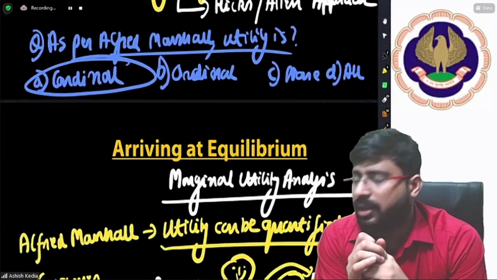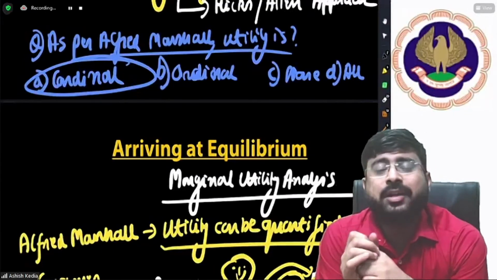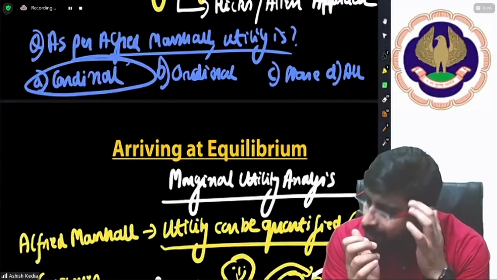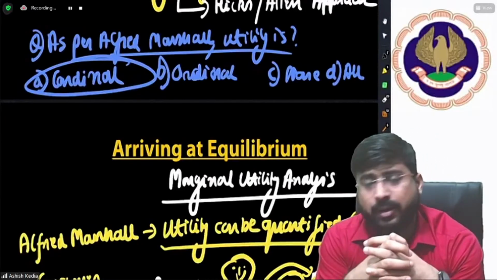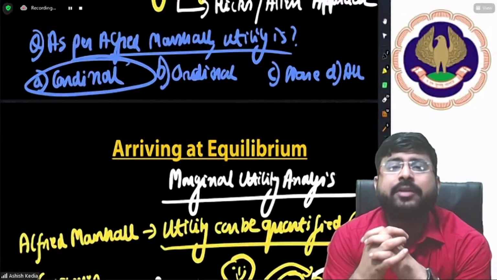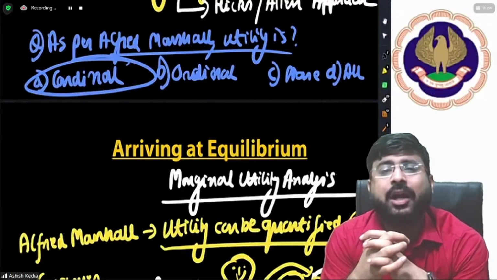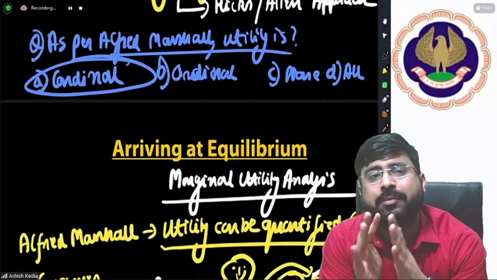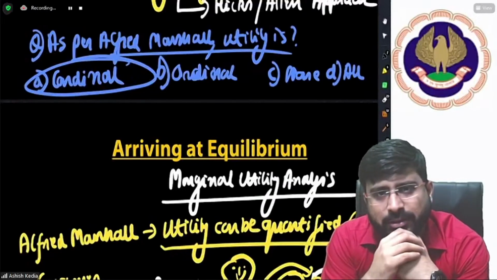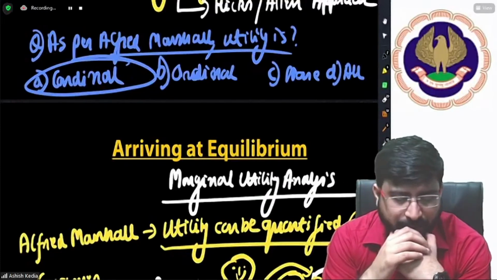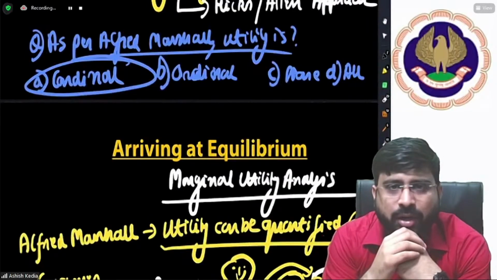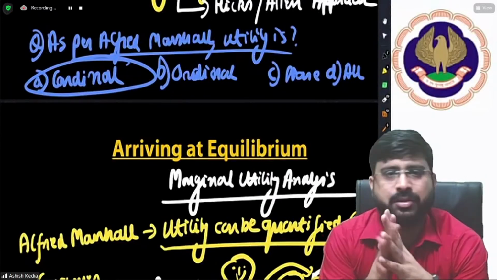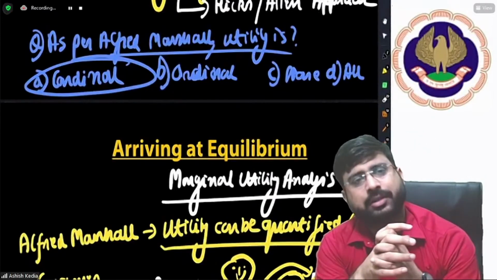When you say cardinal, cardinal means it can be numerically measured, numerically estimated, numerically calculated. When you say something is cardinal, it means it can be numerically assessed. Acha. Is that the meaning of cardinal, sir? Yes, that is the meaning of cardinal. That is, utility can be measured. Got it, sir. We got it, sir.